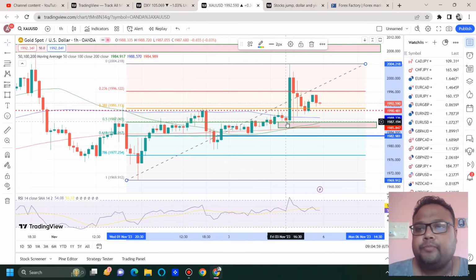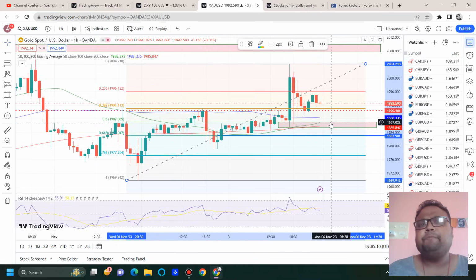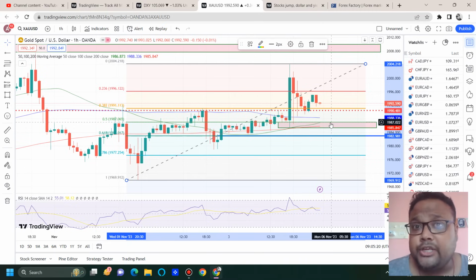So around 1987 to 1985 we have the Fibo 50% retracement level, previous support, along with dynamic support around this area. Usually on Monday there is not much volume in the first half, so you can definitely expect the buyers around this area to provide support to the market, and if the market bounces according to expectation we can go for a buy.